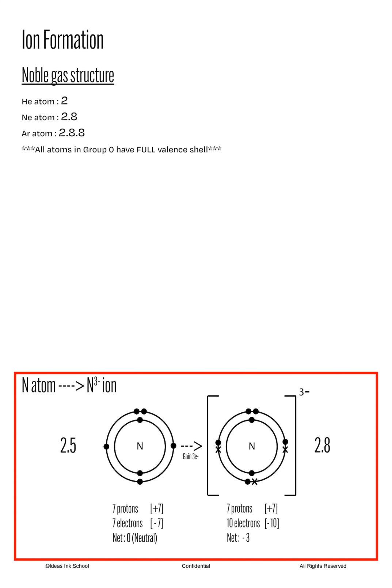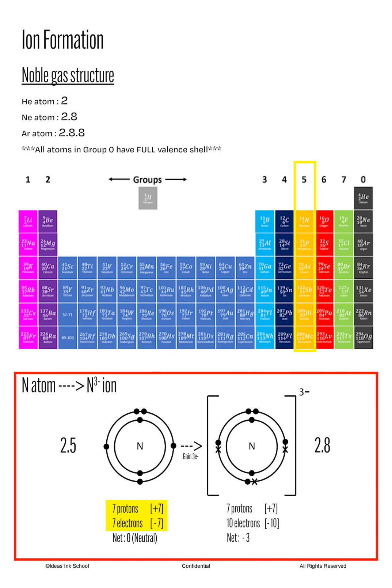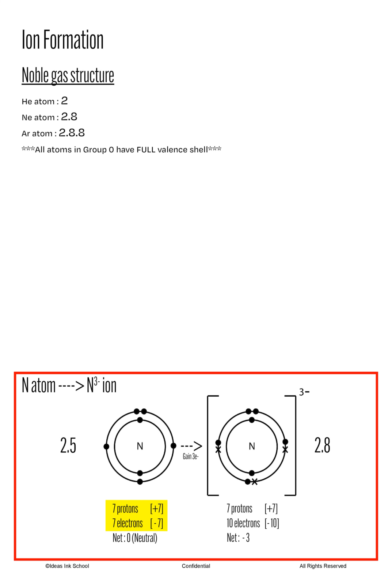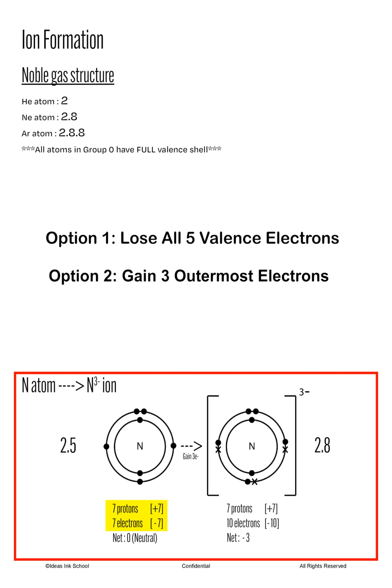By referring to the periodic table, we can deduce that nitrogen has 7 protons and 7 electrons. And since nitrogen can be found in group 5 of the periodic table, we can infer that it has 5 outermost valence electrons. In order to achieve a noble gas structure, nitrogen can choose to either lose all 5 valence electrons or gain 3 outermost electrons. Because the path that requires the least energy is always prioritized, nitrogen will choose to accept 3 electrons from another atom to achieve a stable configuration.